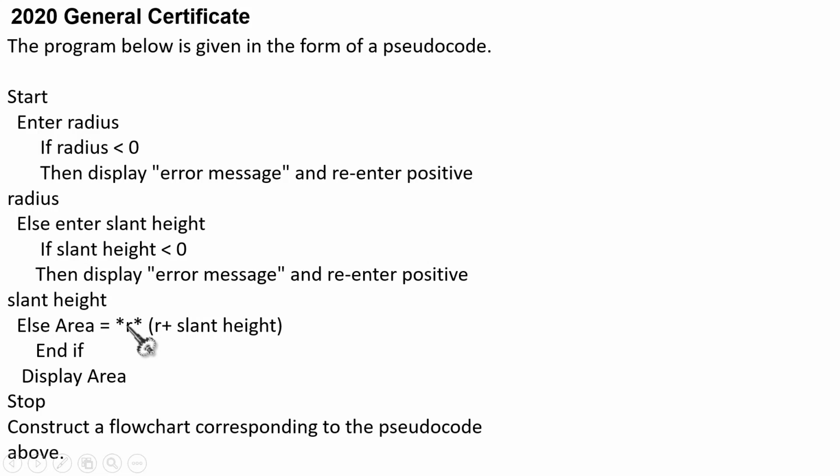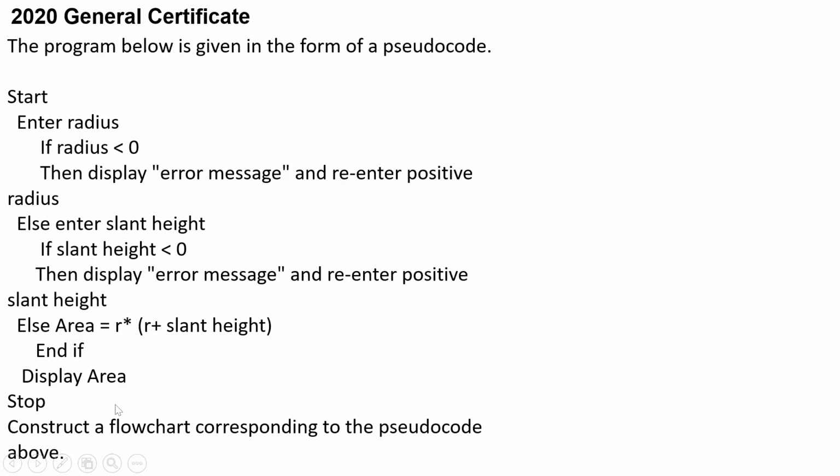I think I have to remove something here. Yeah, so I've removed the multiplication here. So area is equal to r times open brackets r plus slant height. Okay, so maybe there's something missing here, but that doesn't matter. And here we come to end if, then display area, then stop. Then the question now says construct a flowchart corresponding to the pseudocode above.